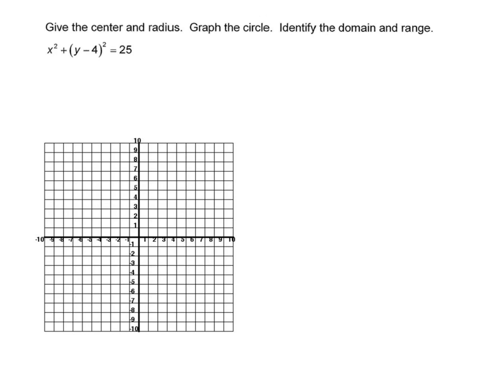Now we're told to give the center and the radius, to graph the circle, and to identify the domain and range. In this example, we have x squared. There's no number with the x, so that means our h is 0.